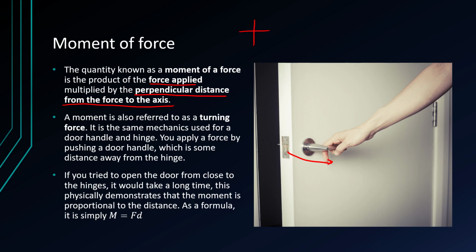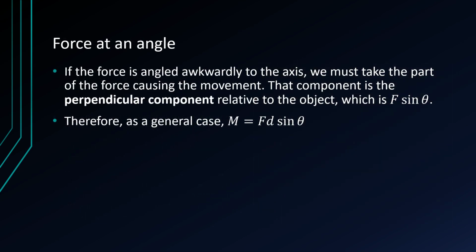But what happens if the force isn't at an angle? So for instance, if you stood sort of angled to the door and tried to pull the hinge this way, well, what you get is that the force is actually created by the perpendicular component of the force. So in general, the moment of a force is equal to the force times the distance times the sine of the angle between the force and the object.